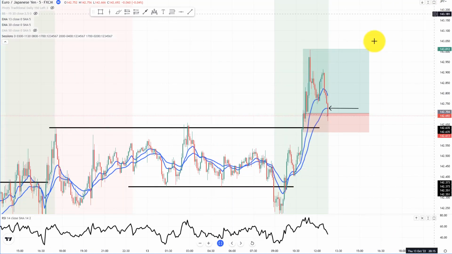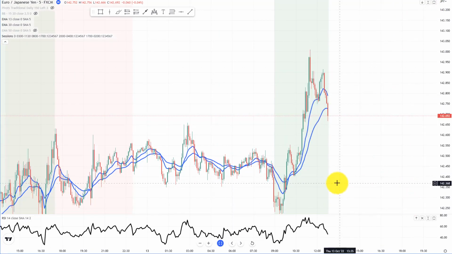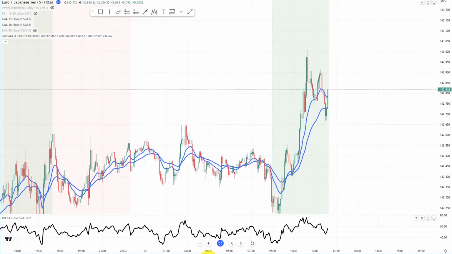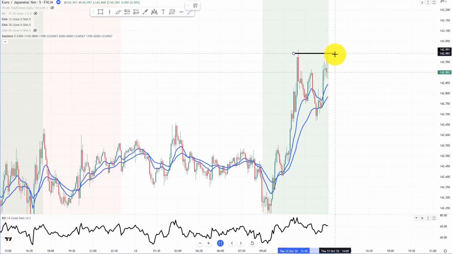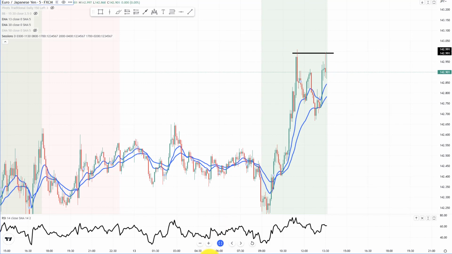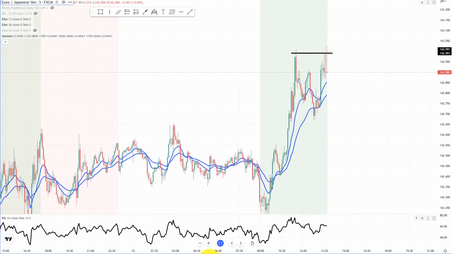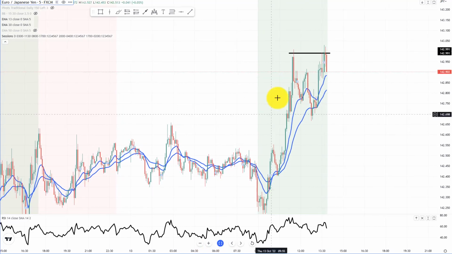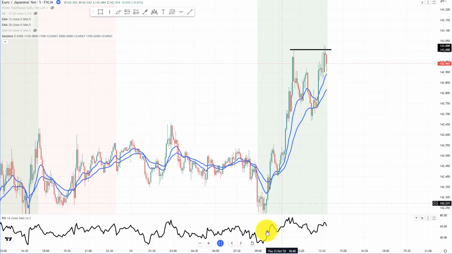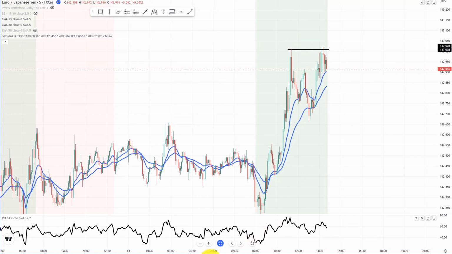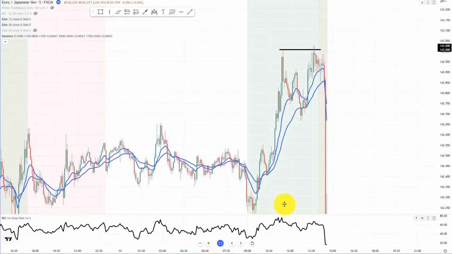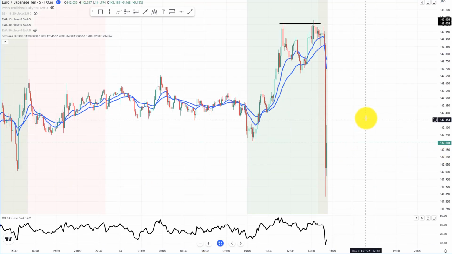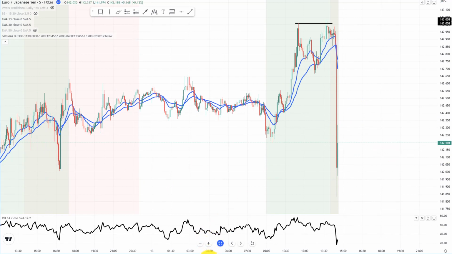Oops, sorry. Clear the drawings. New York has still a little bit of time. Okay, New York. Maybe we get a continuation in New York. Not yet. Let's see, a close above this on the New York Open would be a really interesting signal. Oh, okay, but we get exactly the opposite. Nothing for us to trade here.